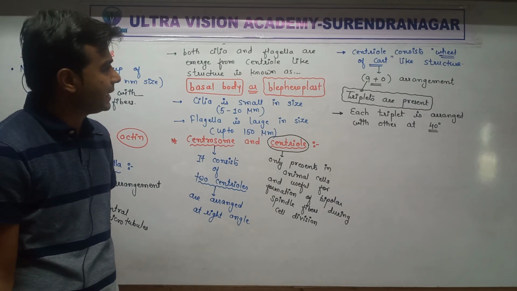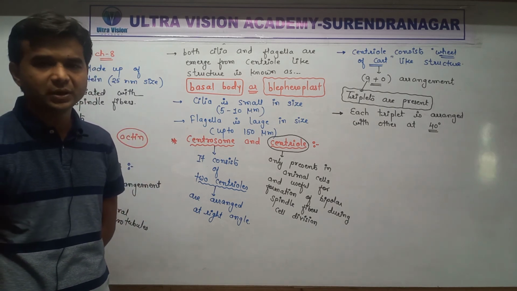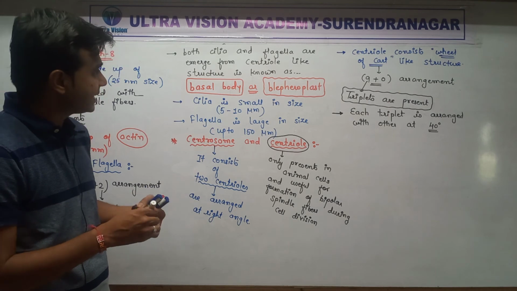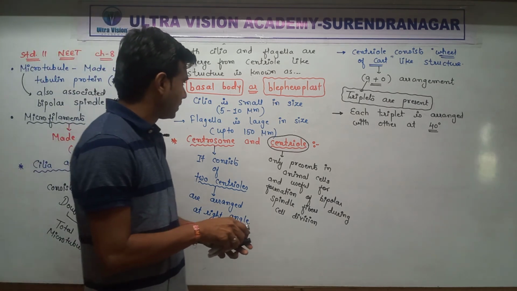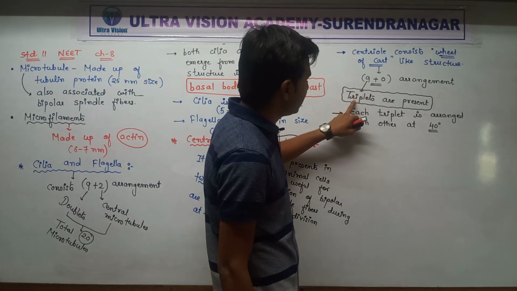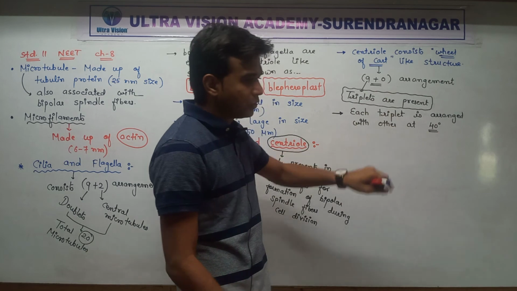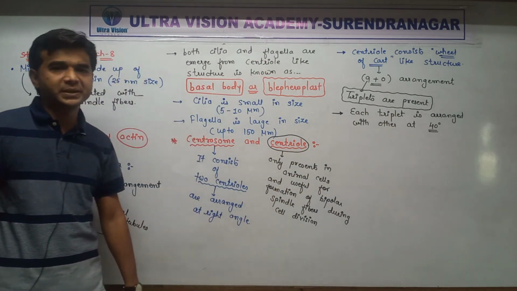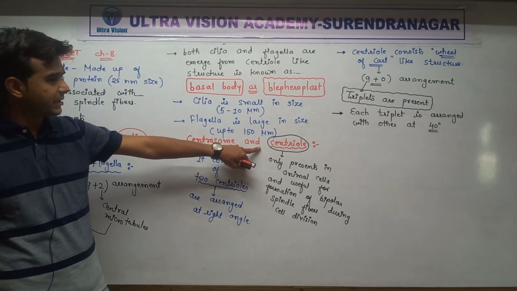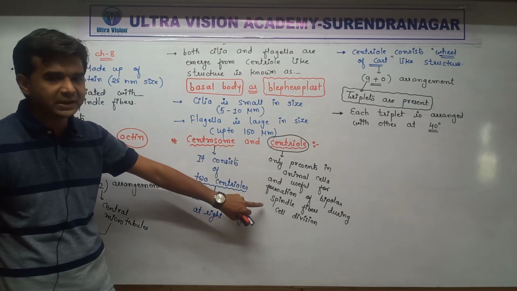So 9 triplets united together and form one whole circle. So here we say 9 triplets are there, so total 27 microtubules are there, but in the center side no microtubules are present. Fine. And centriole in the future is modified into basal body, cilia as well as flagella.